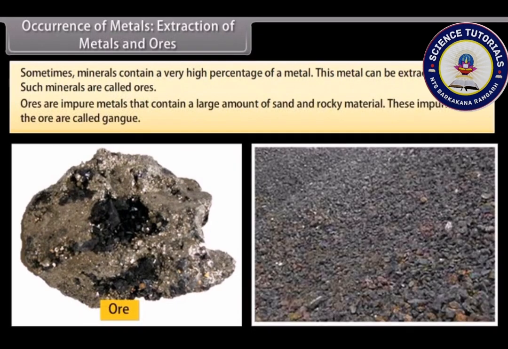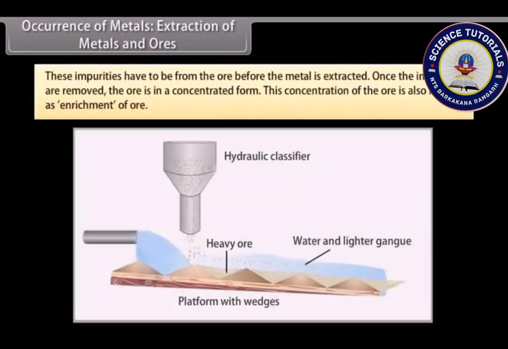Ores are impure metals that contain a large amount of sand and rocky material. These impurities in the ore are called gangue. These impurities have to be removed from the ore before the metal is extracted. Once the impurities are removed, the ore is in a concentrated form. This concentration of the ore is also known as enrichment of ore.